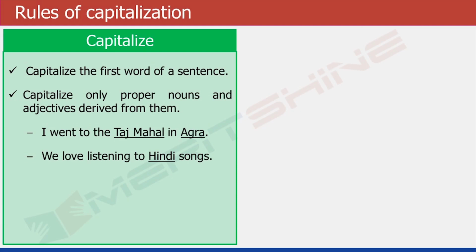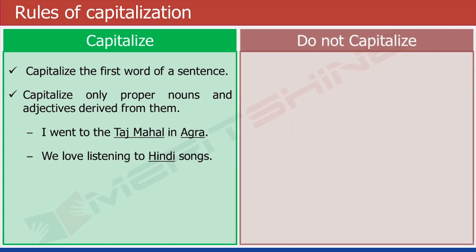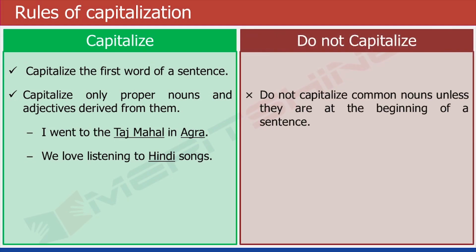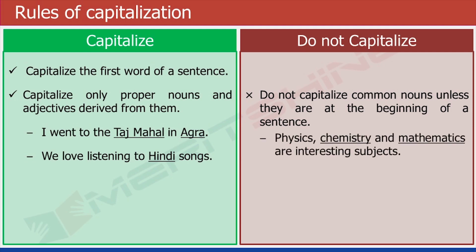In the second sentence, Hindi is the name of a language, which is a proper noun, but is used as an adjective to the noun songs. Thus, it is capitalized. But common nouns are not capitalized. Physics, chemistry, and mathematics are interesting subjects.